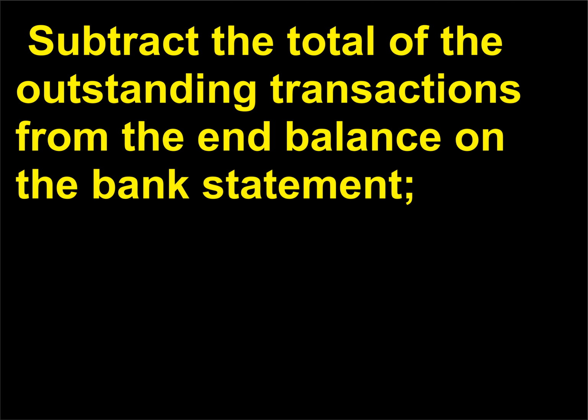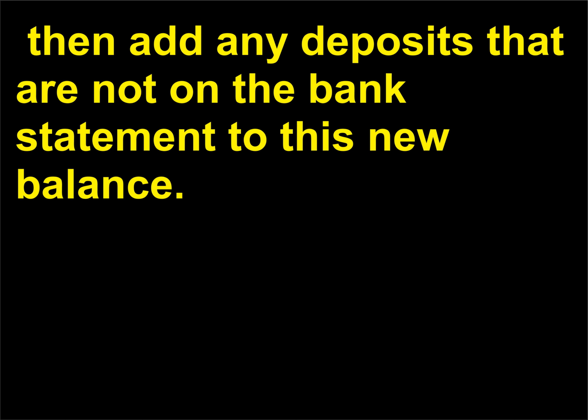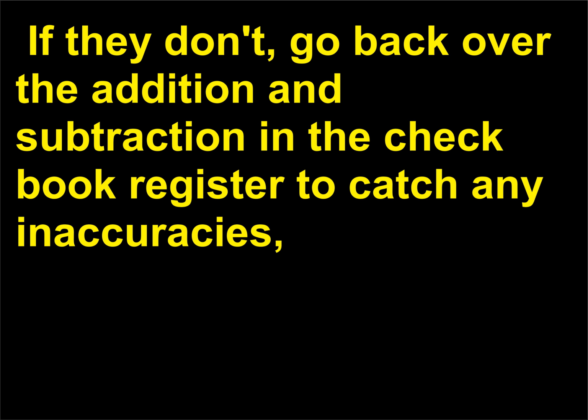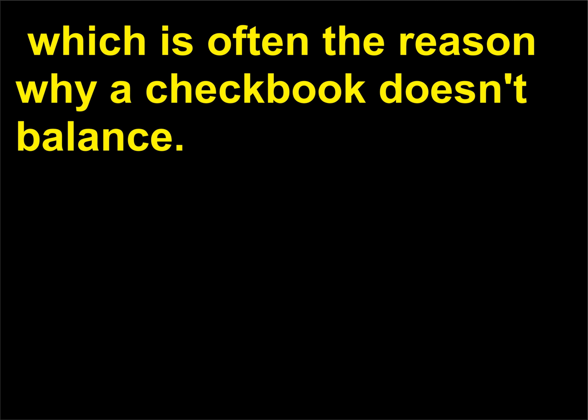Total all these outstanding transactions. Subtract the total of the outstanding transactions from the end balance on the bank statement. Then add any deposits that are not on the bank statement to this new balance. The numbers should match the balance in the check register. If they don't, go back over the addition and subtraction in the checkbook register to catch any inaccuracies, which is often the reason why a checkbook doesn't balance.